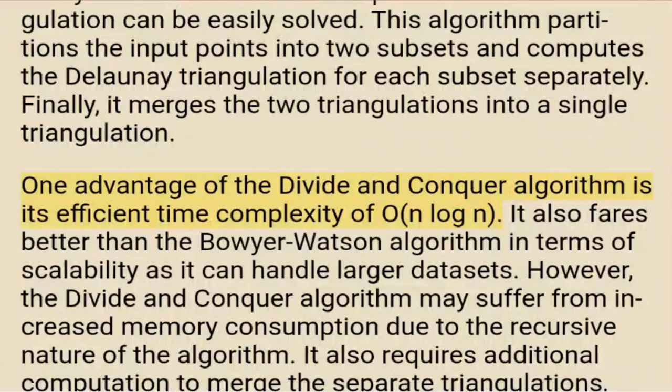One advantage of the divide and conquer algorithm is its efficient time complexity of O(n log n). It also fares better than the Bowyer-Watson algorithm in terms of scalability as it can handle larger datasets.